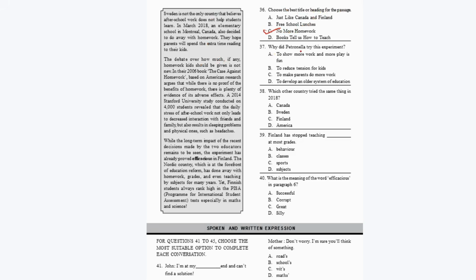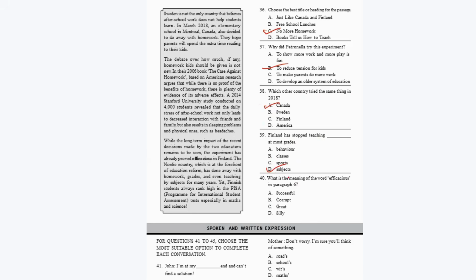Why did Petronella try this experiment? Okay, so she tried to reduce the tension for kids. It's option D. Which other country tried the same thing in 2018? So it is the option A, Canada. Next, Finland has stopped teaching dash at most grades. So it has stopped teaching subjects.